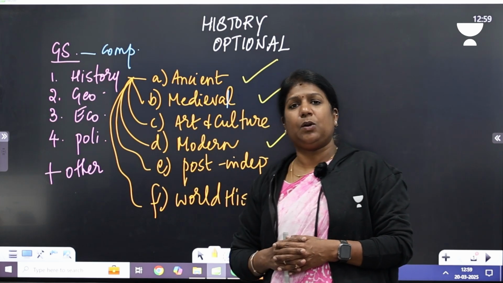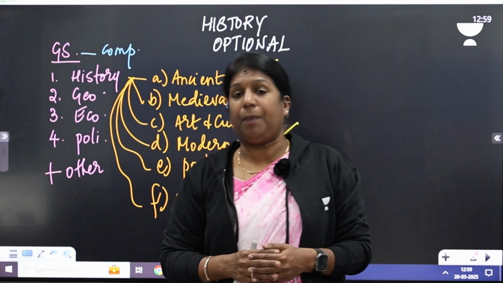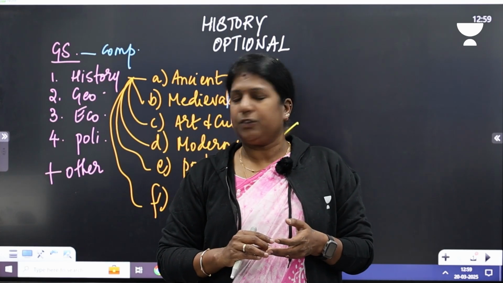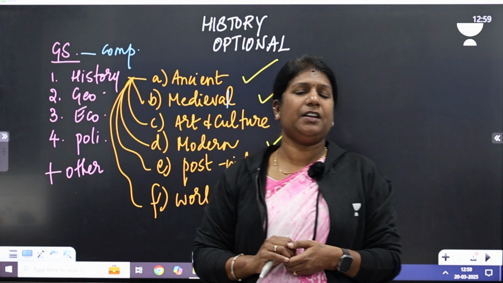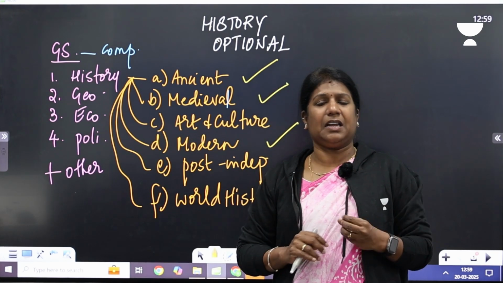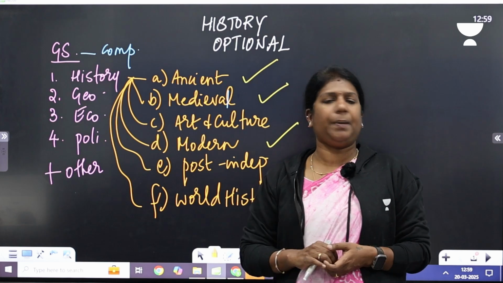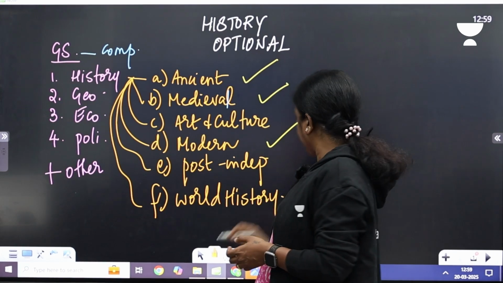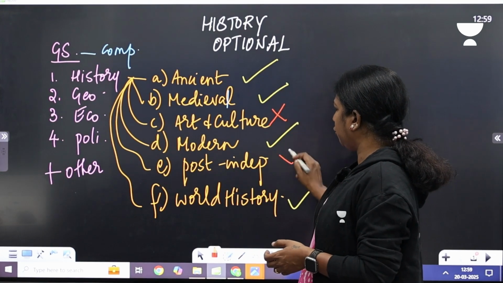And art and culture, we don't have the allied topics of puppetry, like awards. So all those topics, we do not have in history optional. We have some topics like architecture, like painting, like dance. But the contemporary part, we do not have in our optional. So which means automatically you can skip these two out.